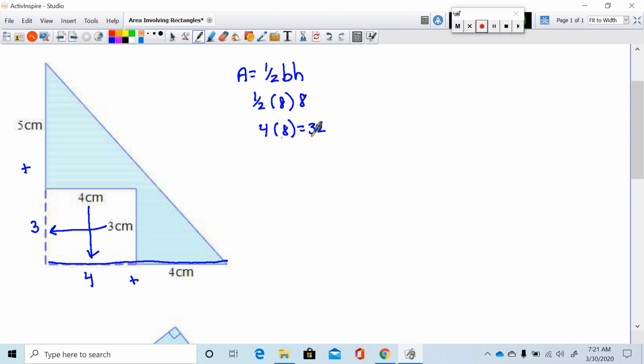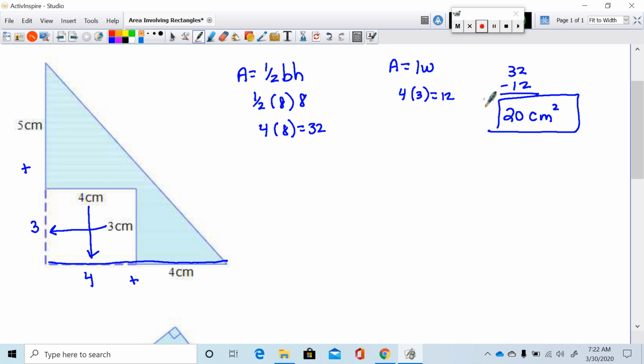Now they took out a hole, they took out a rectangle. So you've got to find the area of the rectangle. Area of a rectangle is length times width. So 4 times 3 is 12. And since they took it out, you have to take it out from the triangle. So 32 minus 12 is 20. And it's centimeters squared, squared because area is squared.